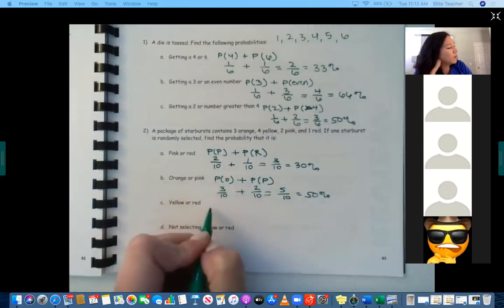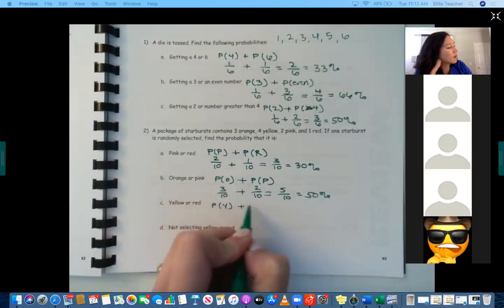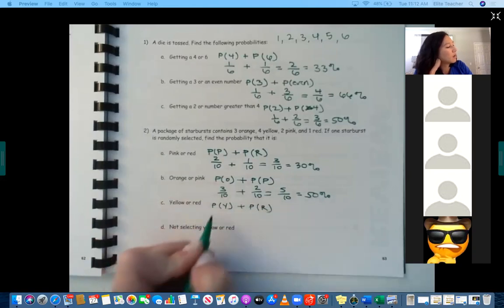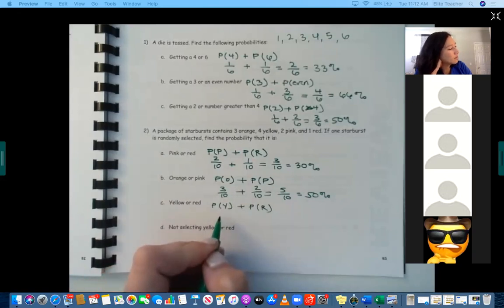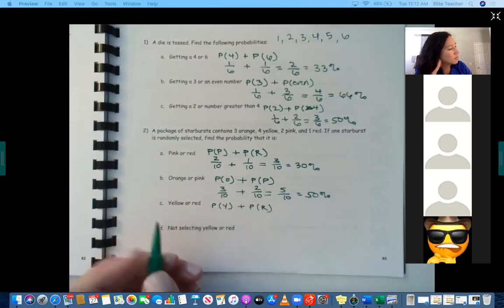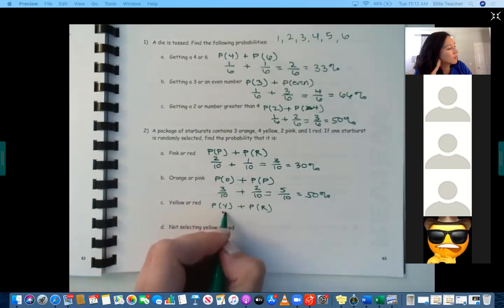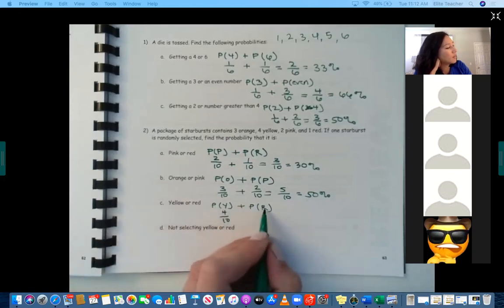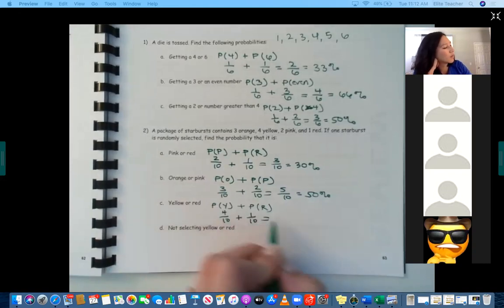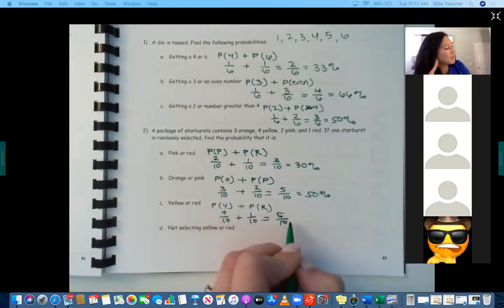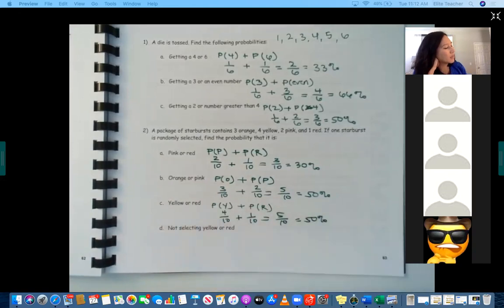And then yellow or red. So what's the probability that it'll be yellow? 4 out of 10. And then we said the probability of being red was 1 out of 10. So we add those and get 5 out of 10 or 50%.